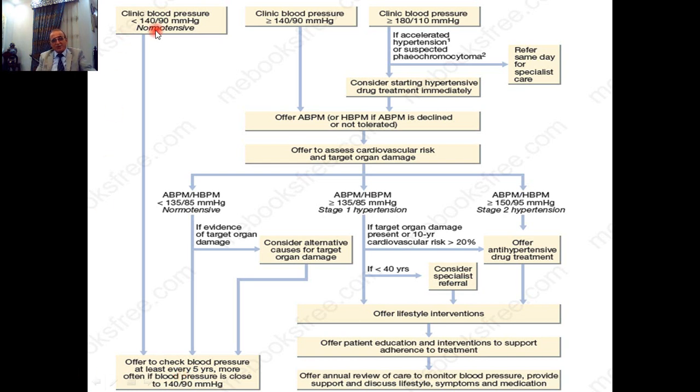This is one patient. On the other hand, if your patient is 180 over 110, then you probably offer treatment, though some advocate ambulatory monitoring. If in between, then you offer ambulatory blood pressure to make sure. If ambulatory blood pressure confirms hypertension, you treat; if low, then you will not give treatment. If 135 over 85, then with risk factors, you will offer treatment. If above 150, you will offer treatment.